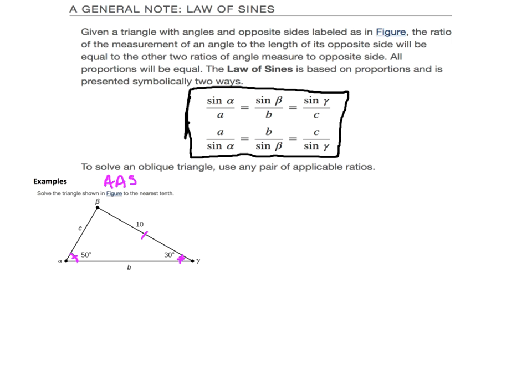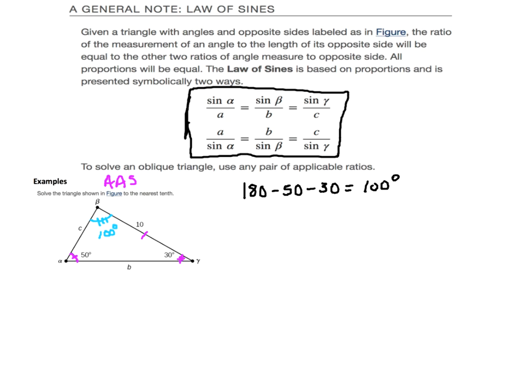Since I've been given two angles of the triangle, I know what the third angle will be. All I have to do is take the sum of the interior angles of any triangle, which is 180, and subtract the other two angles from it. And I end up getting that this missing angle beta is actually equal to 100 degrees. Okay, so that was kind of a gimme there. That was an easy one.